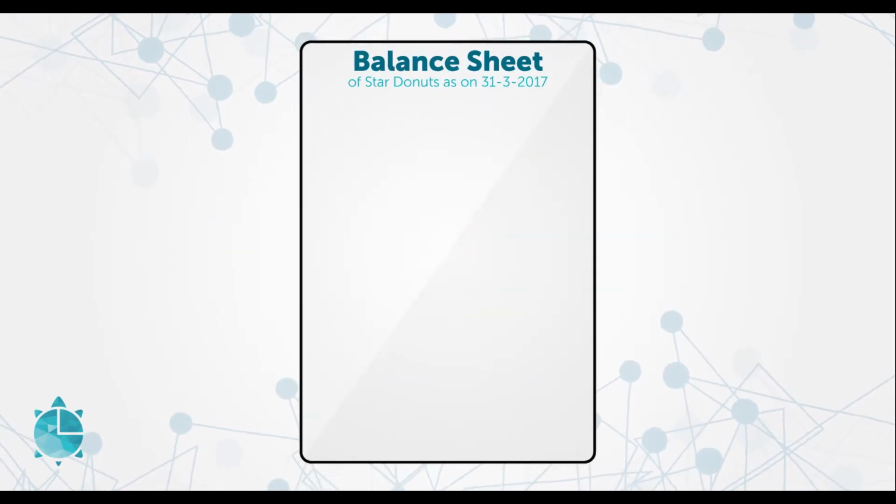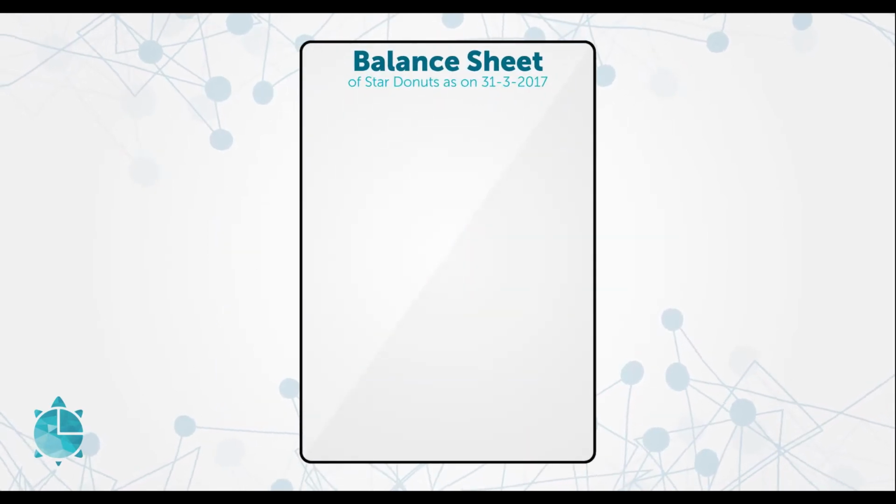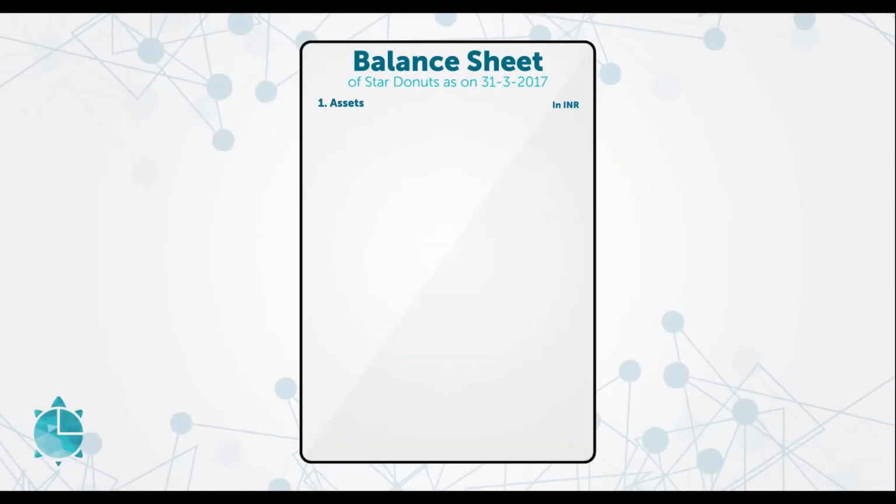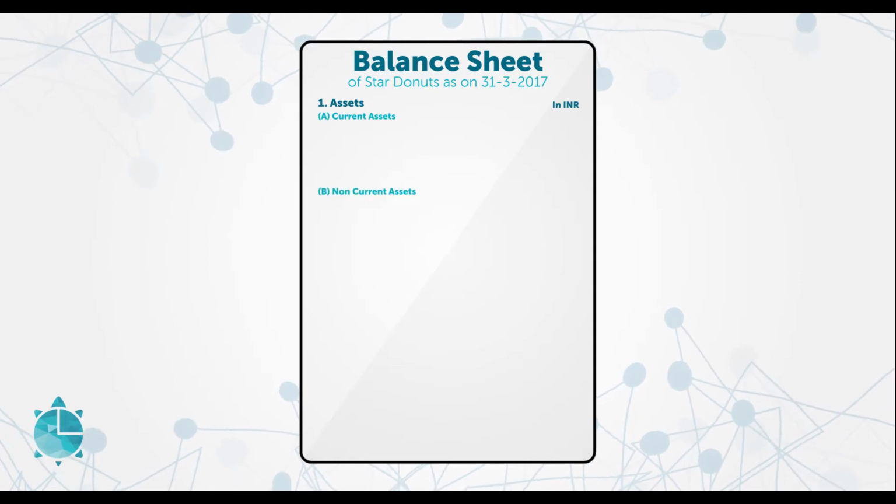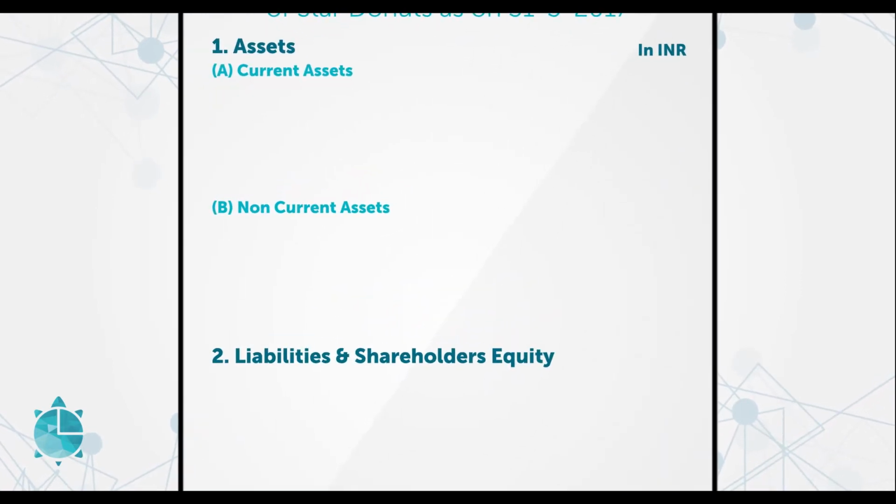Below is the sample balance sheet of Star Donuts as on 31st March 2017. The company is in the business of selling donuts. Items on the asset side are listed on the basis of how fast they can be liquidated. Items on the liabilities and shareholders' equity section are listed in the priority in which payments will be made.